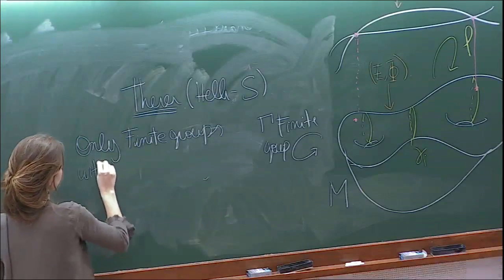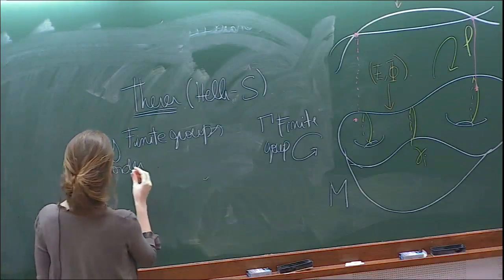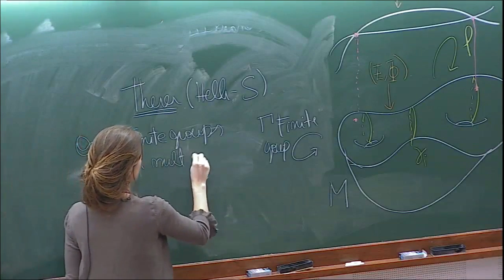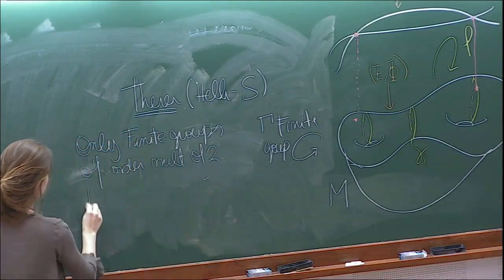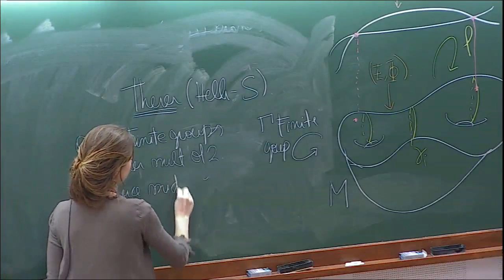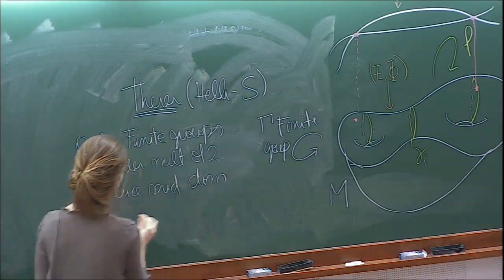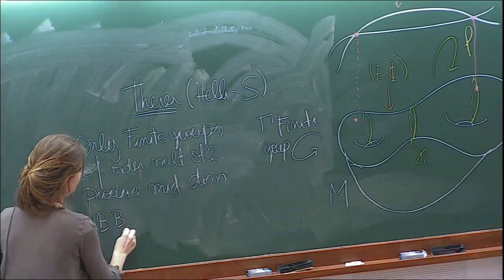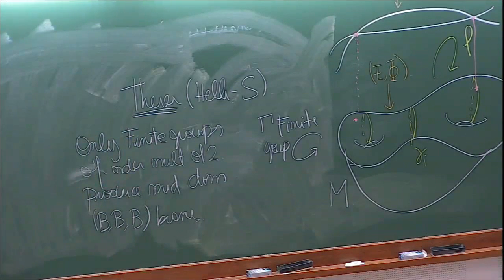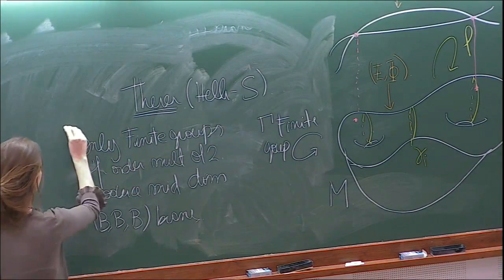with order, or of order multiple of 2, produce mid-dimensional B branes. So these are holomorphic branes with respect to each of the complex structures. Now I'm just being very rough here.